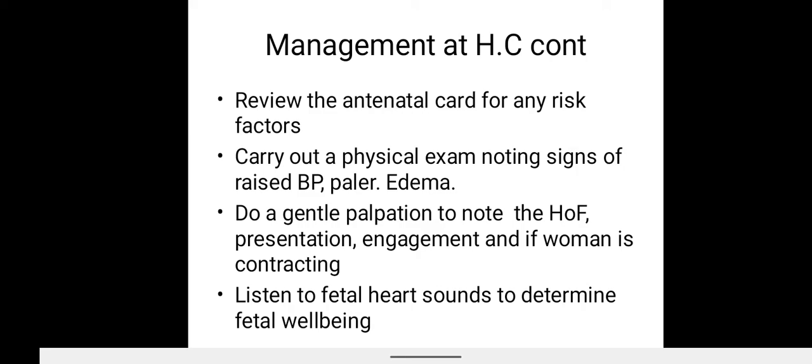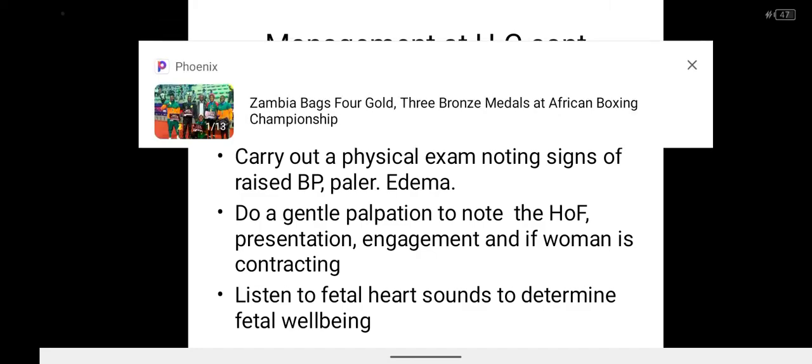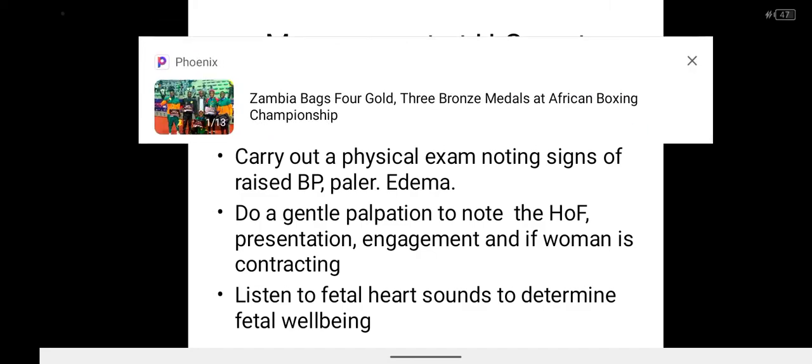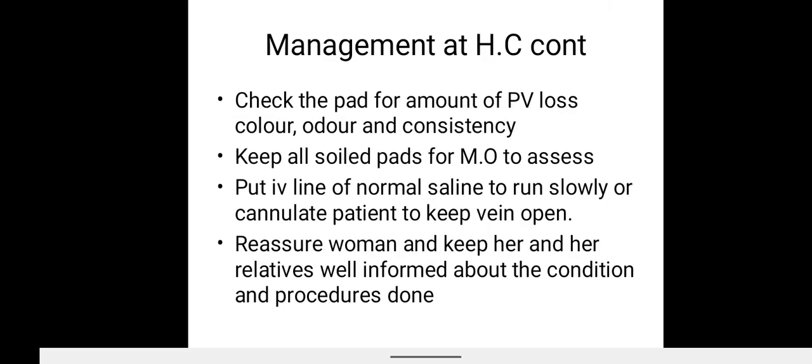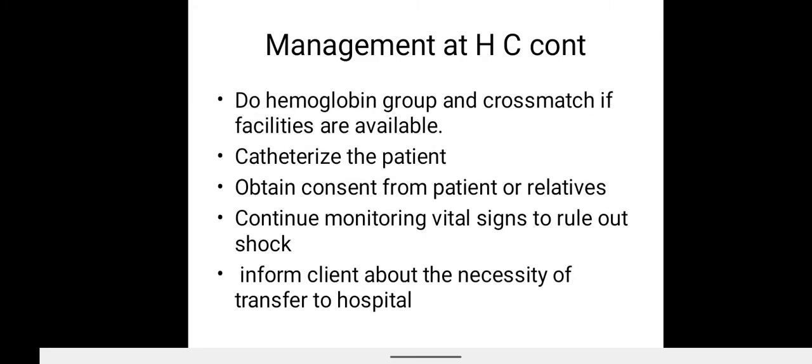Carry out a physical exam, noting signs of raised BP and pedal edema. Do a gentle palpation to note the height of fundus, presentation, engagement, and whether the woman is contracting. Listen to the fetal heart sound to determine fetal well-being. Check for the amount of bleeding. Keep a pad for monitoring. Put an IV line of normal saline running slowly, or cannulate the patient to keep the vein open. So those are the management steps.